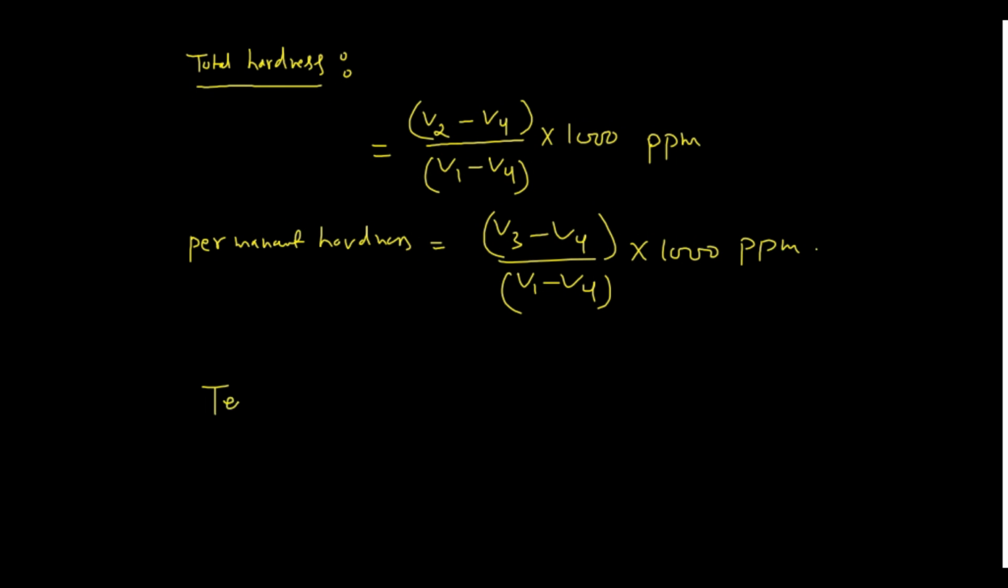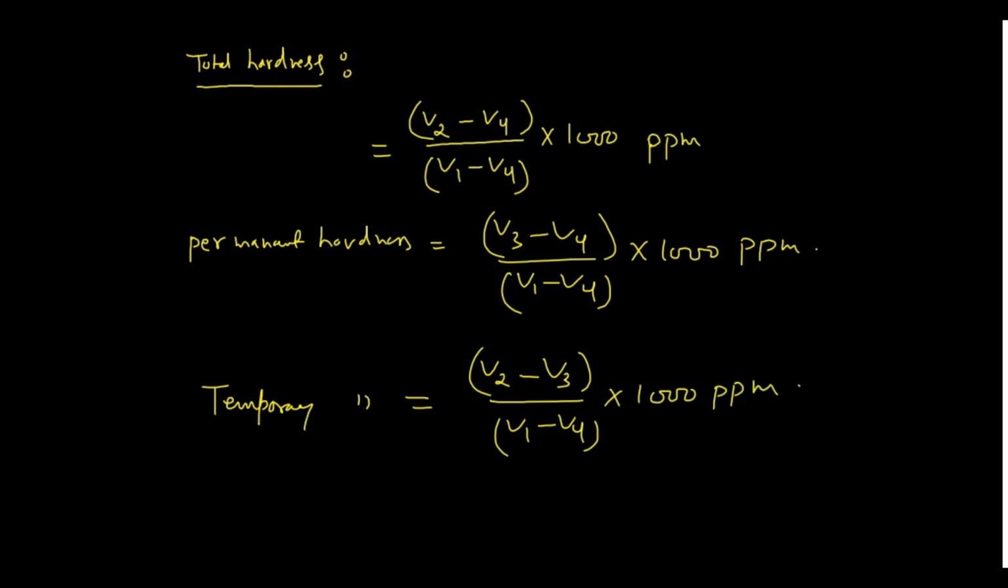Temporary hardness: you have just written that expression here, (V2 minus V3) over (V1 minus V4) multiplied by 1000 ppm. So this method is quite straightforward and simple, and by using this particular method you can calculate the total hardness, temporary hardness and the permanent hardness, right?